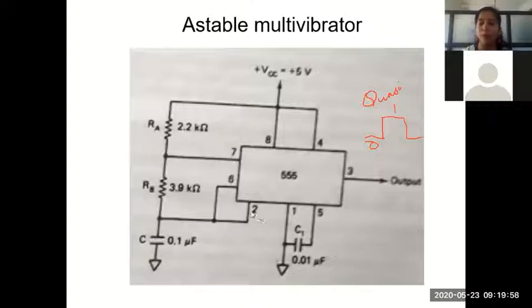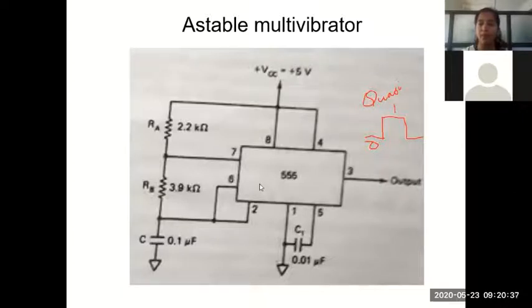What is pin 2? Pin 2 is the pin where we give an external input trigger. Since in this circuit we are not using any external input trigger, we'll connect this pin 2 also to the capacitor. Pin 6 was the threshold pin which was connected to capacitor even in monostable. Here also we are going to connect this pin 6 to the capacitor. So 2 and 6 are both connected to the capacitor signal as we have shown here. Okay, so this is the connection diagram for an astable multivibrator circuit.